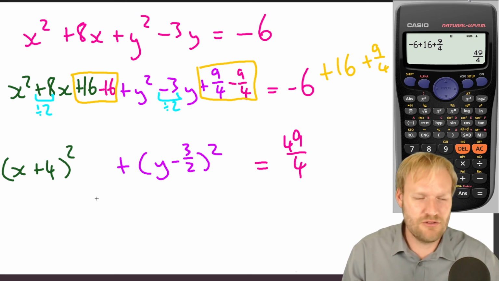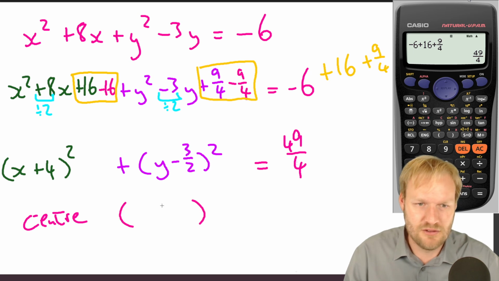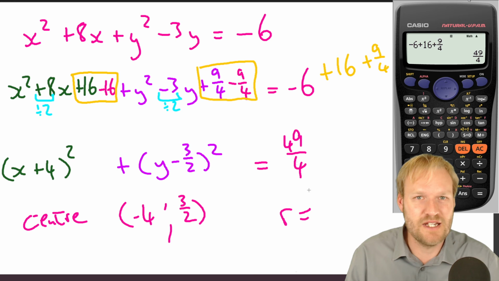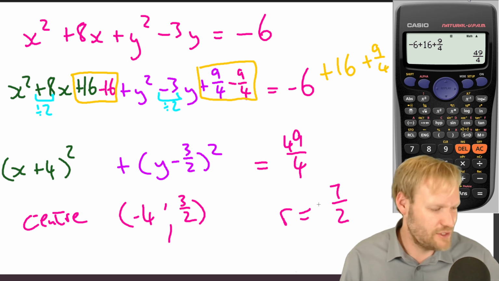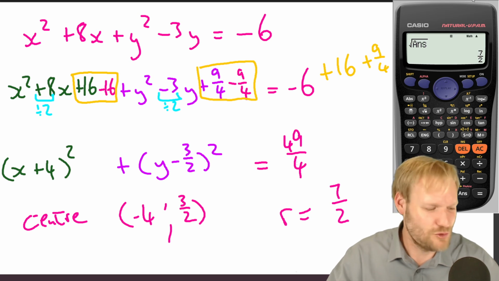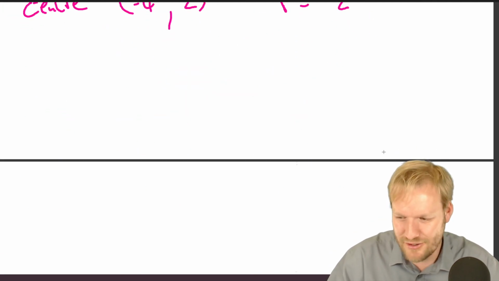Now we're ready to read off. So our center of our circle. What's the center of the circle? Well, remember this is like a minus minus, so it's minus 4 and 3 over 2. What's the radius of our circle? Well, it's the square root of that, so that's 7 over 2. Possibly you went to the beloved calculator and took the square root of that to get 7 over 2. Wasn't really necessary, but anyway. Okay, so that's it. So that's our kind of strategy.